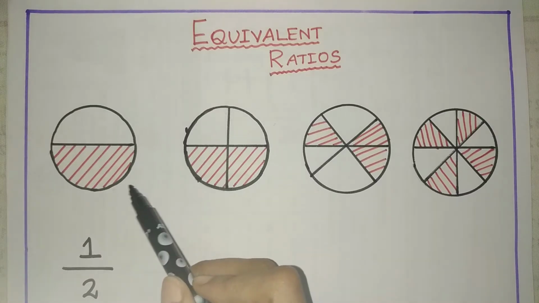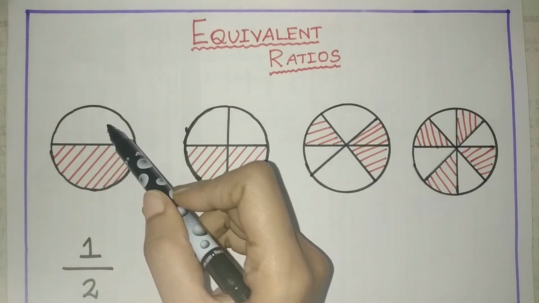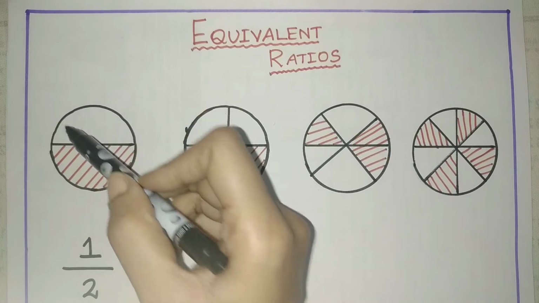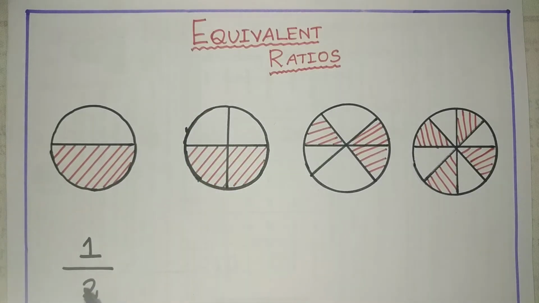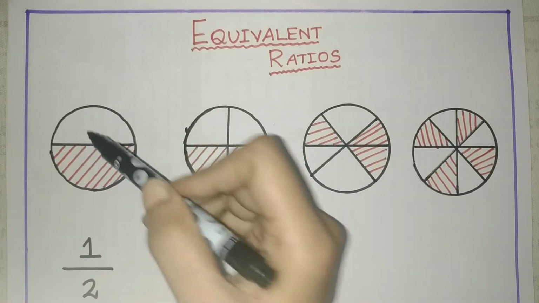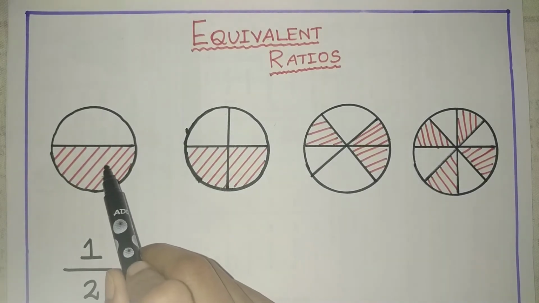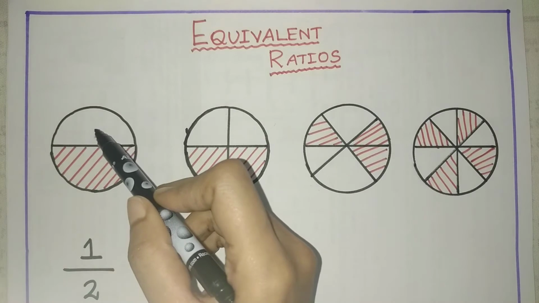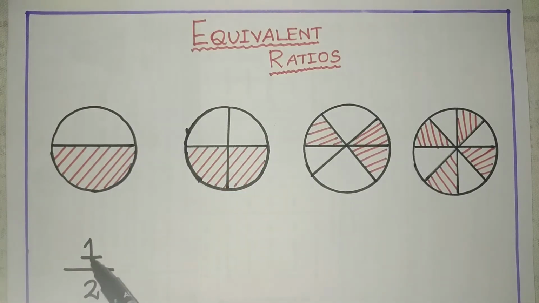Here you can see a circle with shaded part and unshaded part. Totally how many parts are there? 1 and 2. I am going to write the ratio of shaded part to the total parts. So how many shaded parts are there? Yes, only one. Very good. Totally how many parts are there? 1 and 2. So what is the ratio? 1:2. That can be written as a fraction 1/2.